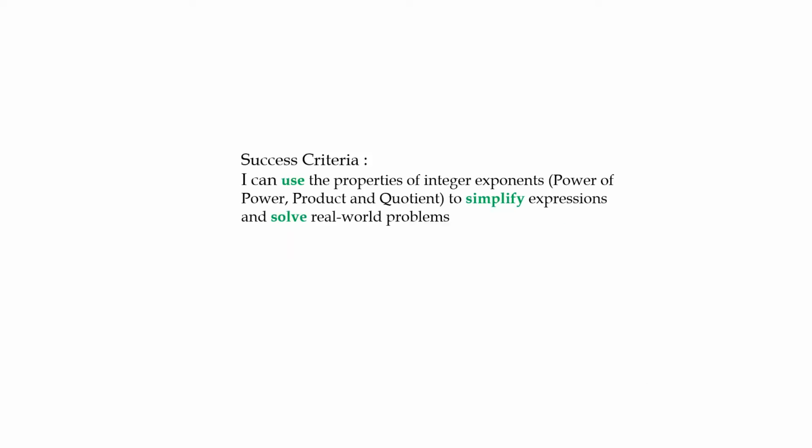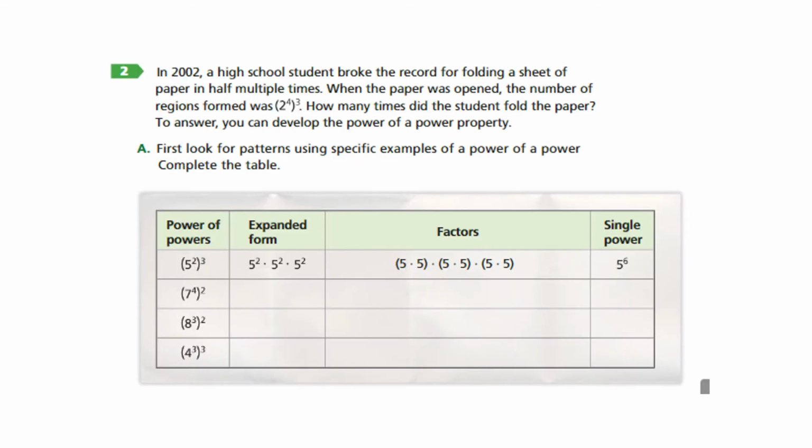Some questions on the properties of the exponents, and let's simplify them. Here is a word problem: in 2002 a high school student broke the record for folding a sheet of paper in half multiple times. When the paper was opened, the number of regions formed was (2 to the power of 4) to the power of 3. How many times did the student fold the paper?